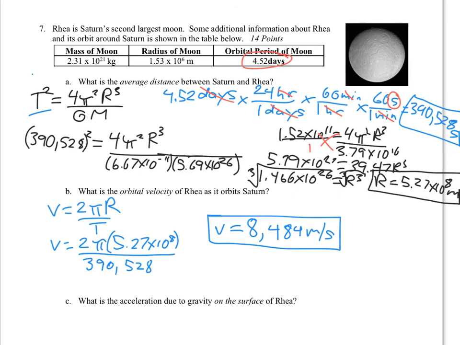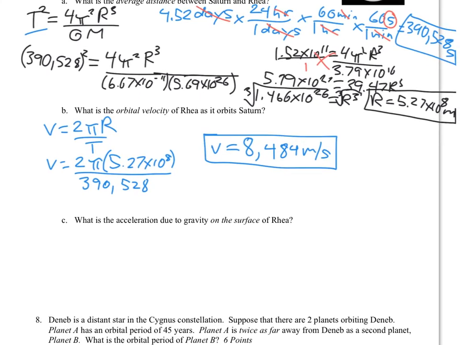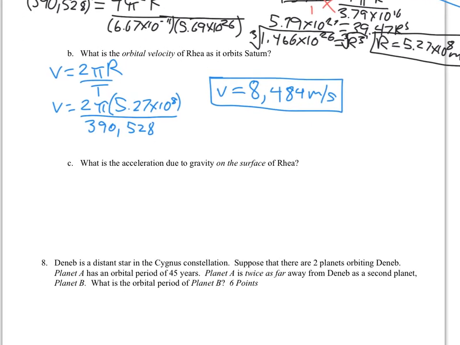The last thing I'm asked to find is what is the acceleration due to gravity on the surface of the planet. All right, and so for that, when I'm thinking about acceleration due to gravity, I'm going to be thinking about g equals GM over r squared. That's what that acceleration due to gravity is. I'm now using things exclusively about Rhea. We're on the surface of Rhea.